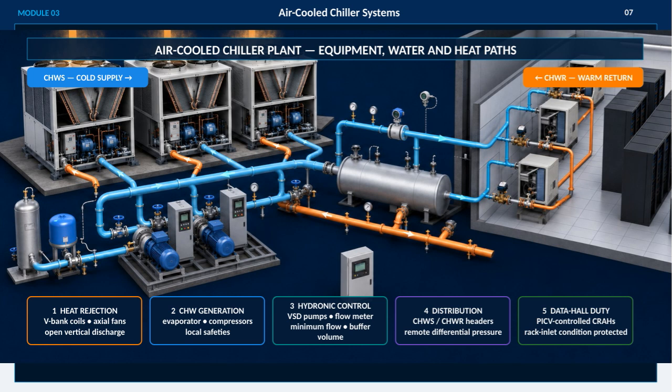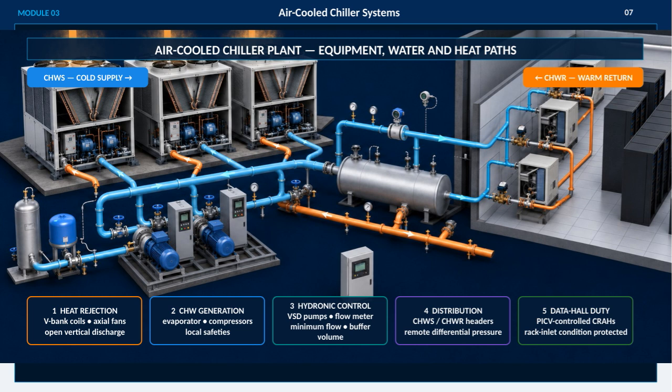First, the heat rejection stage uses V-bank coils paired with axial fans to expel heat through open vertical discharge. Then, the chilled water generation relies on the evaporator and compressors, equipped with local safety features for reliable operation. The hydronic control involves variable speed drive pumps and flow meters, ensuring minimum flow is maintained and buffer volume is managed. For distribution, chilled water supply and return headers are monitored with remote differential pressure sensors to maintain balance. Finally, the data hall duty is handled by PICV-controlled CRAHs, which protect the rack inlet temperature conditions.